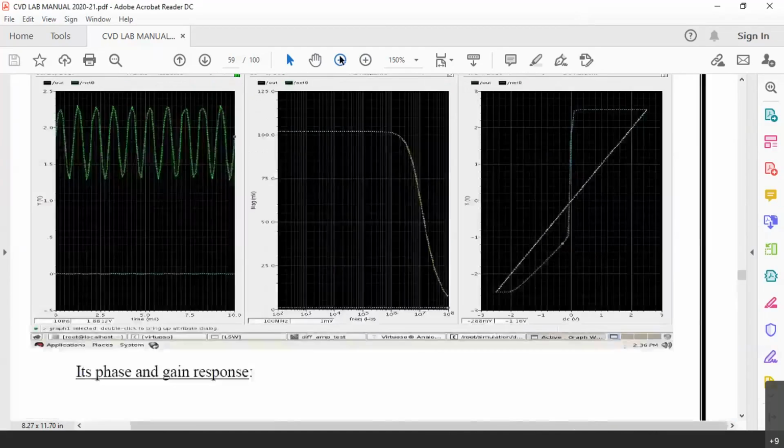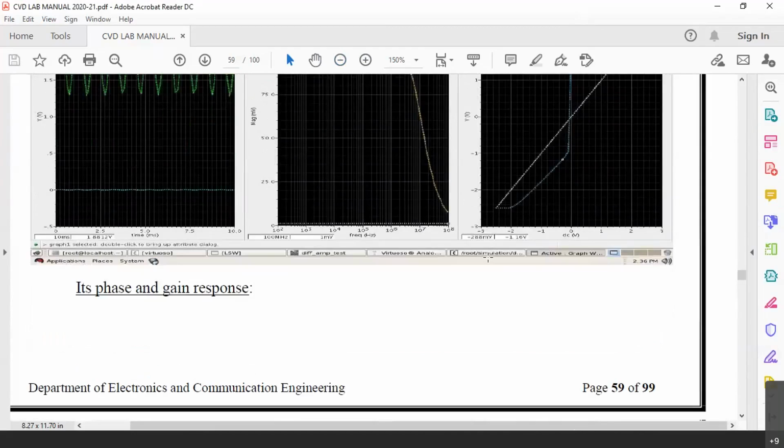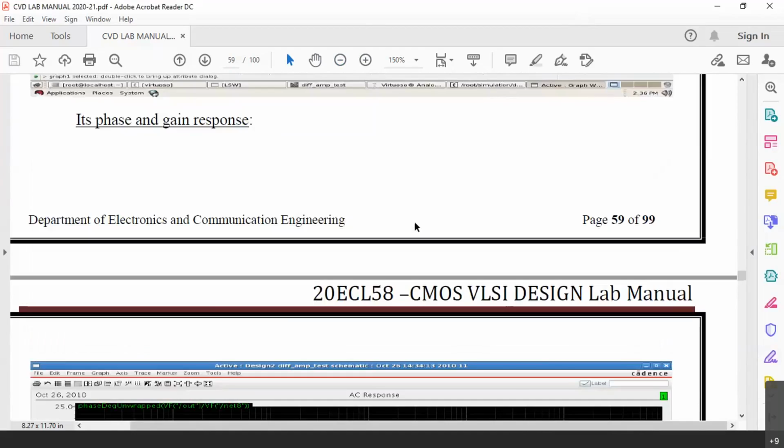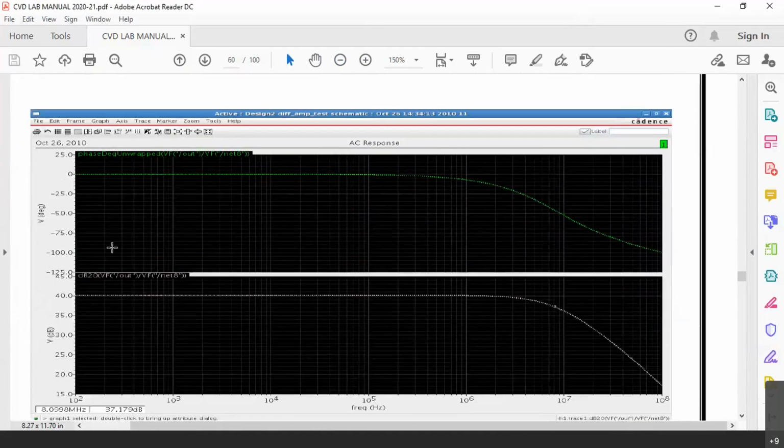So let us proceed further. I have shown you all the three analyses. You can measure the gain and the bandwidth. You can plot the phase curve and the gain curve also. Now you can see the upper one is the phase curve, where you can see it is 0 degree. And the gain curve, you can see it is approximately 40 dB, whatever I had told earlier. It is about 40 dB. Now from 40 dB, you come to around 37 dB, and at that 37 dB, measure the frequency.